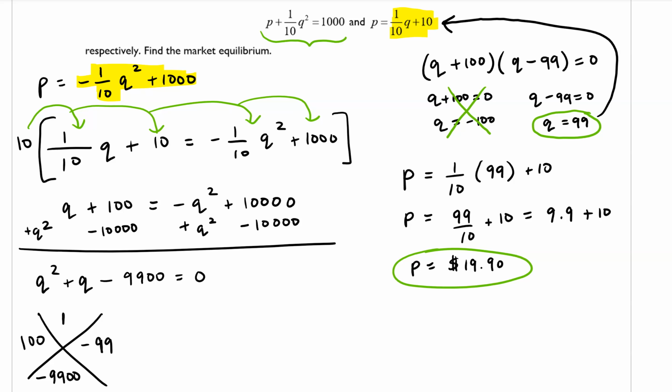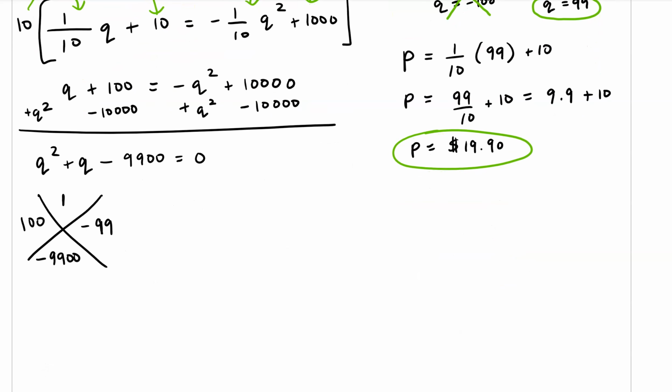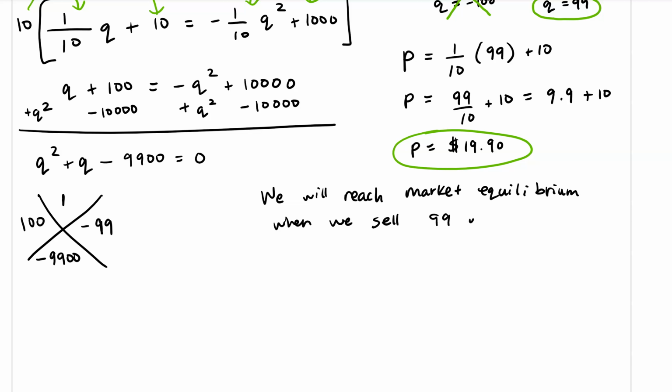Let's go ahead and still write a little statement. We can say we will reach market equilibrium when we sell 99 units at $19.90 per unit.